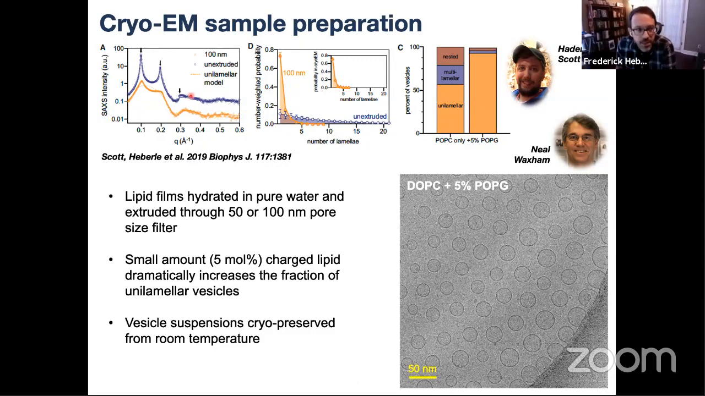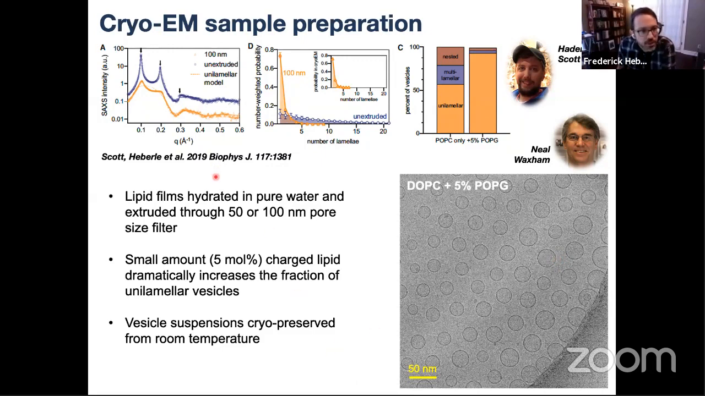Here's some SAXS data that demonstrates this for POPC that was hydrated in water and then extruded with a 100 nanometer pore size filter. So these Bragg reflections in what should be a unilamellar sample are a dead giveaway that there's actually lots of non-unilamellar stuff in there. But we also found that adding as little as 5 mol% of a charged lipid like POPG will increase the fraction of ULVs. So here's that data for POPC and POPC with 5 mol% PG. And here's a cryo-EM image of DOPC vesicles that also have 5 mol% PG. And you can see that the vast majority of these vesicles are unilamellar.